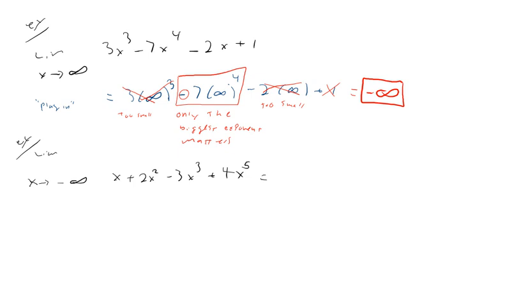Write this a little bit better. The limit as x approaches infinity of that equation there. Well, clearly, the only one that matters is this fifth power. This is the only one that matters. That doesn't matter, that doesn't matter, that doesn't matter. I can cross all those out.